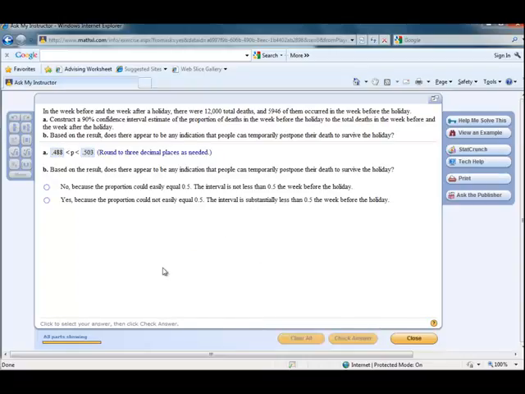Based on the result, does there appear to be any indication that people can temporarily postpone their death to survive the holiday? Now, since 0.5 is inside that interval, then we have no reason to believe that the proportion before the week of the holiday is any different from the proportion after the week of the holiday. So our appropriate response would be no, because the proportion could easily equal 0.5. The interval is not less than 0.5 the week before the holiday.